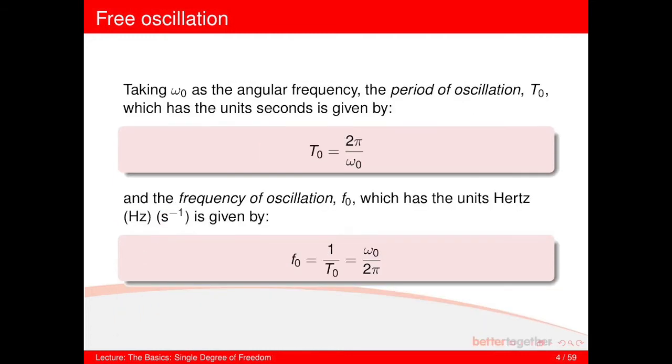Taking the natural frequency, omega naught, the period of oscillation, which has the unit seconds, is given by 2 pi divided by the natural frequency. The frequency of oscillation, which is measured in hertz and is denoted by f naught, is given by 1 divided by the period, so we end up with omega naught divided by 2 pi.